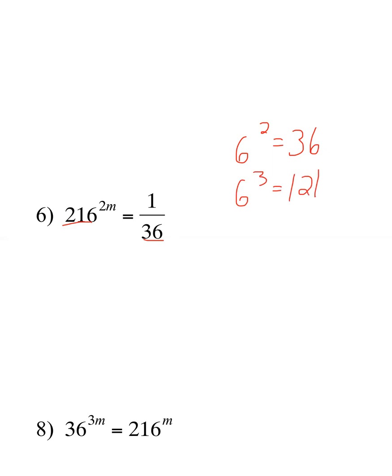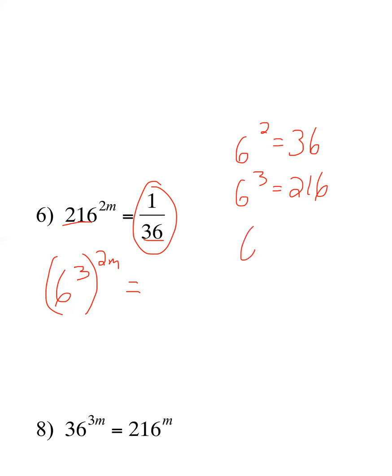Let's write it as 216. What am I doing? 216. There we go. Okay. So now let's see. 216, I'm going to rewrite it as 6 cubed, but then I'm going to raise it to the 2m power. Right? Now, over here, this is not 36, it's 1/36. So it's not just 6 squared. How do you get the 36 in the denominator?